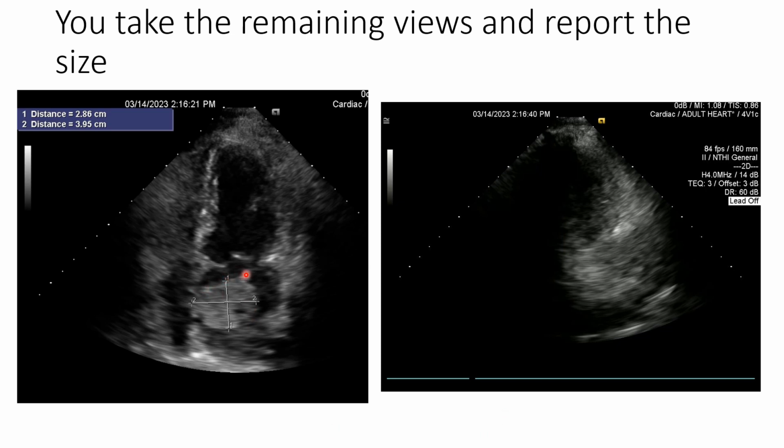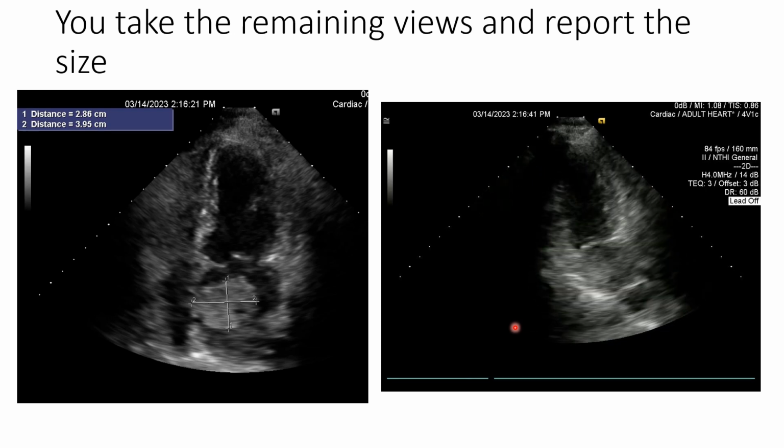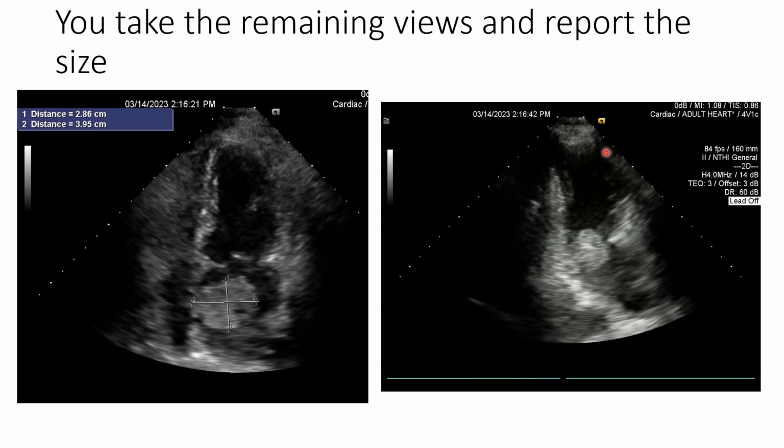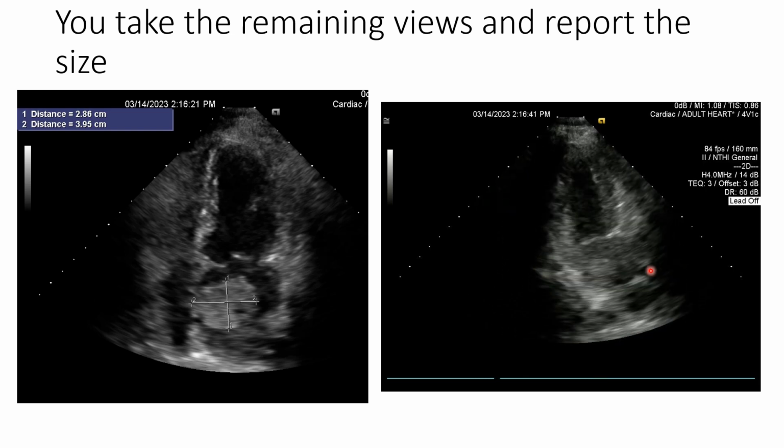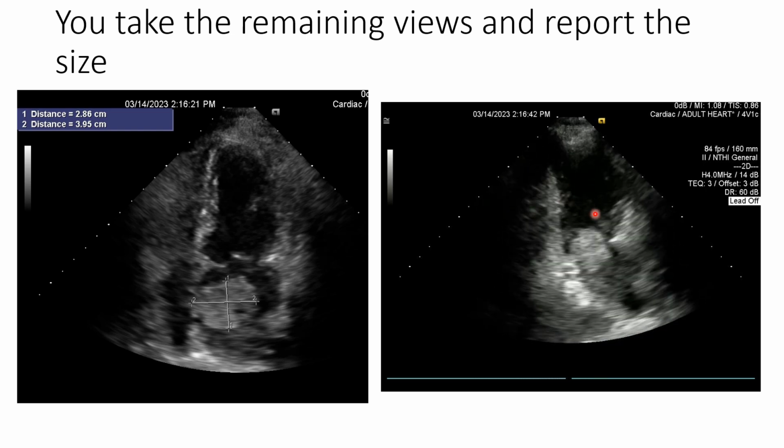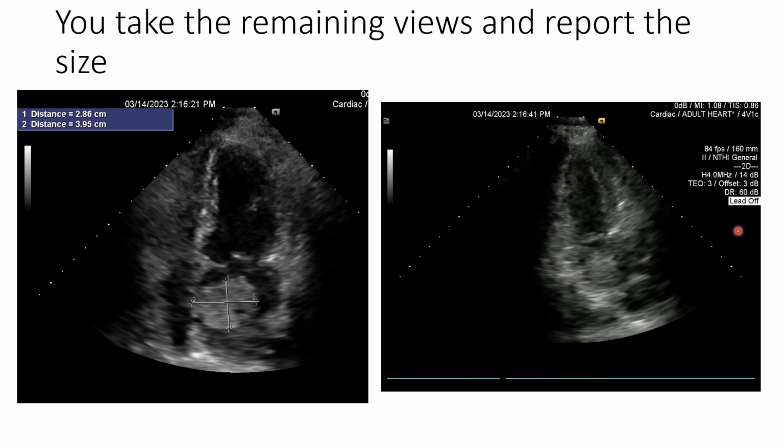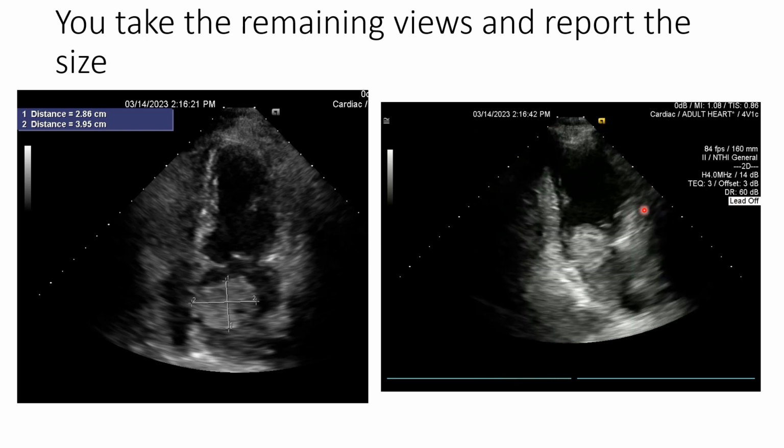Finally, you should continue your study, try to measure it in multiple planes and take your remaining views. This is the apical 3 chambers, or between apical 2 and 3 chambers. There are no regional motion abnormalities.